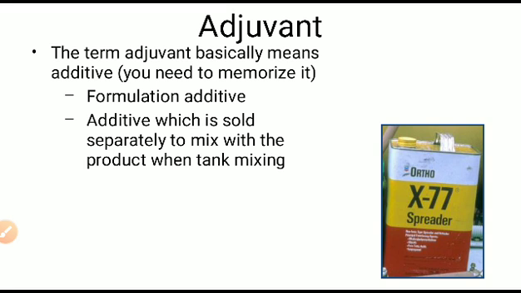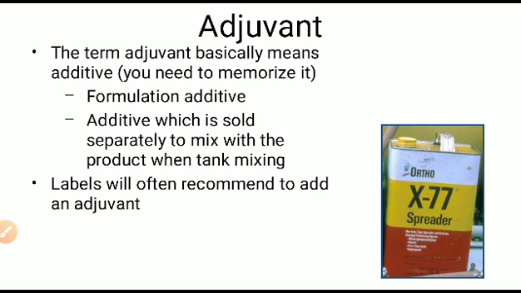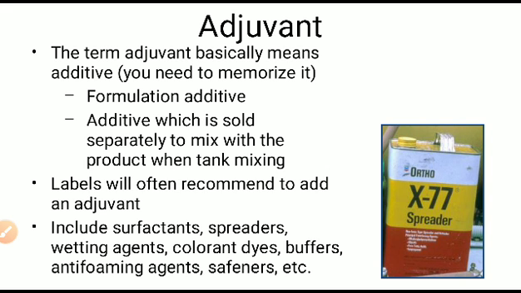Next, here we learn adjuvant. The term adjuvant basically means additive. The last point, the other ingredients, means additives. Here we have the formulation additives, which are sold separately to mix with the product when the tank is mixed. The label will often recommend adding an adjuvant. It includes surfactant, spreader, wetting agent, colorant, dyes, buffers, anti-foaming agent, and softeners.